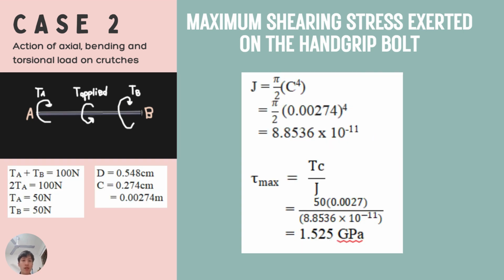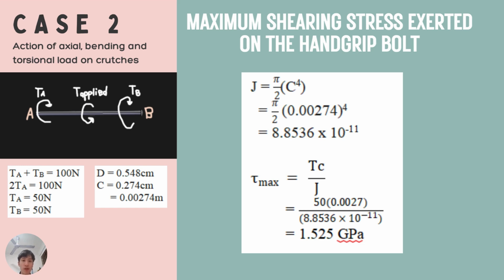Here comes the end of the calculations. Since we have all the data to calculate tau max, the maximum shearing stress exerted on the hand grip board, we have to find the polar moment of inertia first. C is the radius of the hand grip board. This is a solid board, not a hollow tube, so we just use the formula radius to the power 4 times pi divided by 2. We get the polar moment of inertia of the hand grip board as 8.8536 times 10 to the power negative 11.